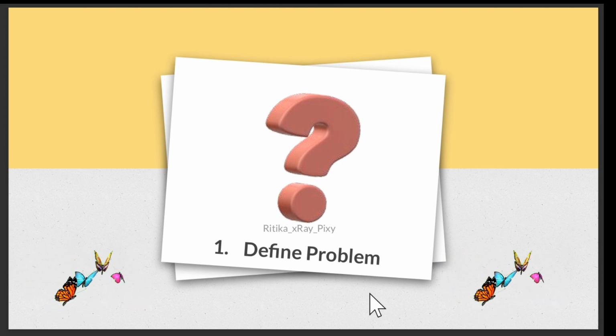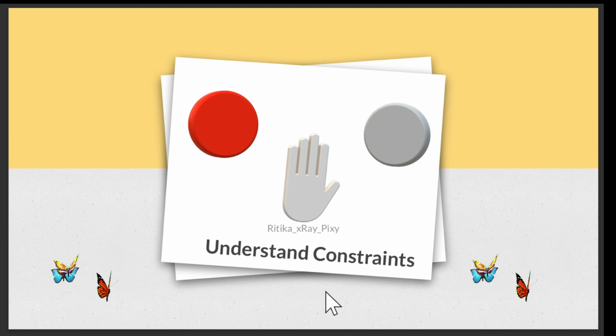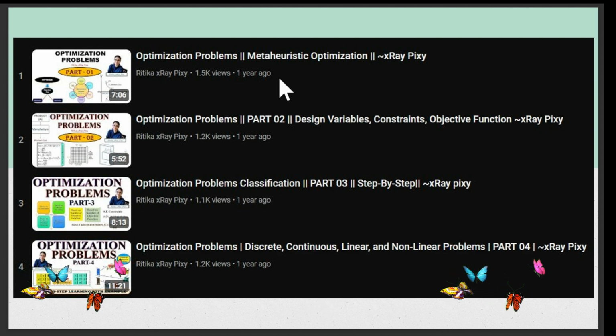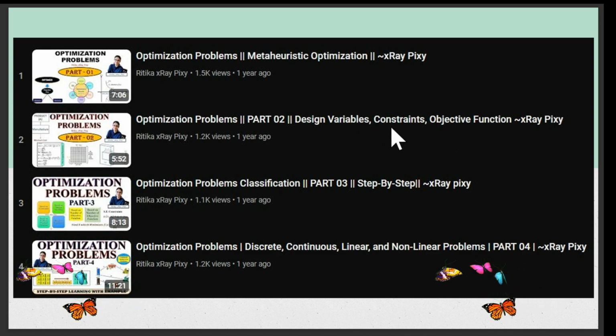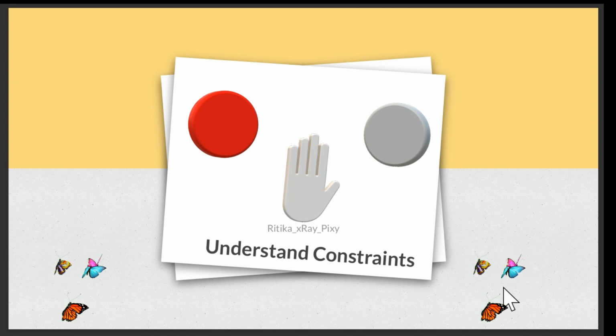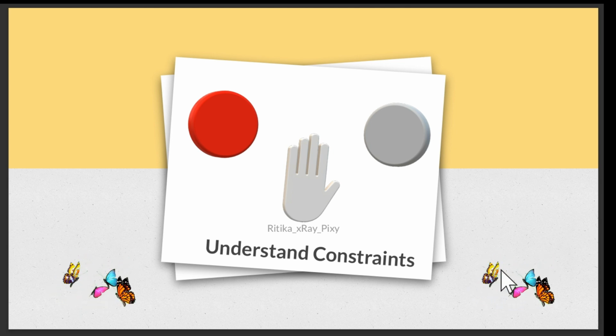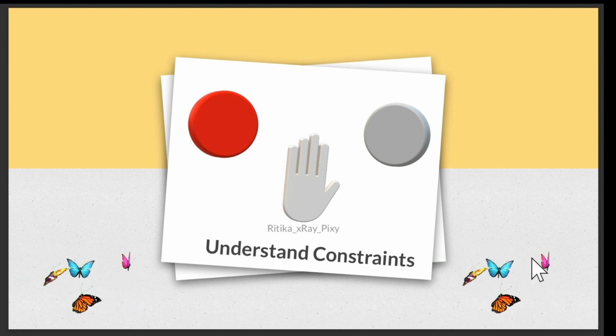After that, we will understand the constraints. In previous videos, we already discussed what is optimization, different types of optimization problems, design variables, objective function, constraints. So if you are new to these topics, you can check these videos. Next we will understand the constraints for that problem. A constraint is any restriction or limitation. So we will identify any limitation or restriction within which you need to operate.